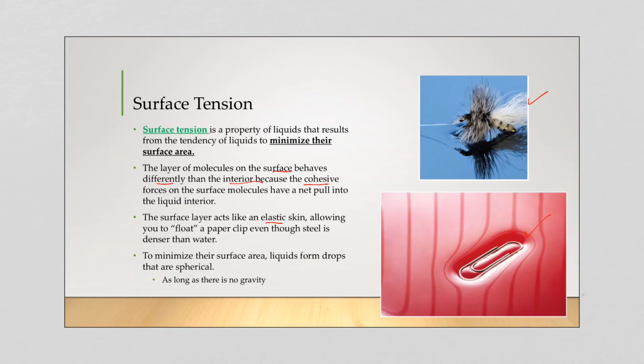And again, we see this phenomenon in water all the time, right? Where it likes to form perfect spheres. Well, in the absence of gravity, it's a perfect sphere. In the presence of gravity, it's more like a drop, an elongated sphere. But it wants to minimize that surface area.